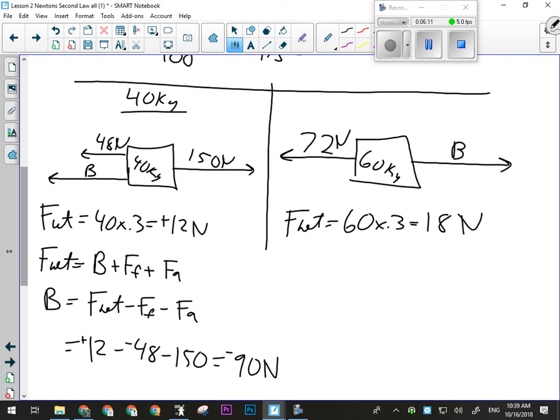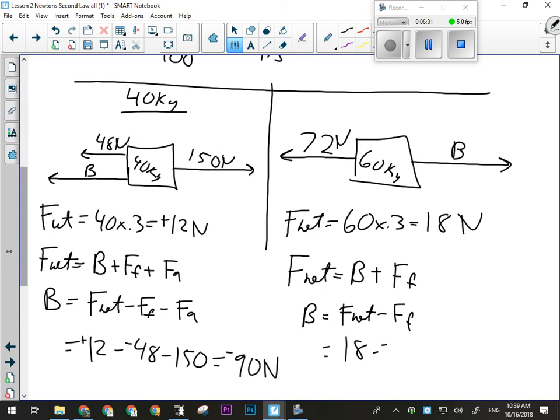All right, and then now I can use that to calculate the tension in cable B using the sum of all forces. So it'll be B plus the force of friction. Okay, so B will be F net minus the force of friction. That'll be 18 minus negative 72, which is again going to give us 90 newtons, this time in a forward direction from the 60 kilogram block's point of view. So same answer regardless of which block I use because it's a tensional force between the two.